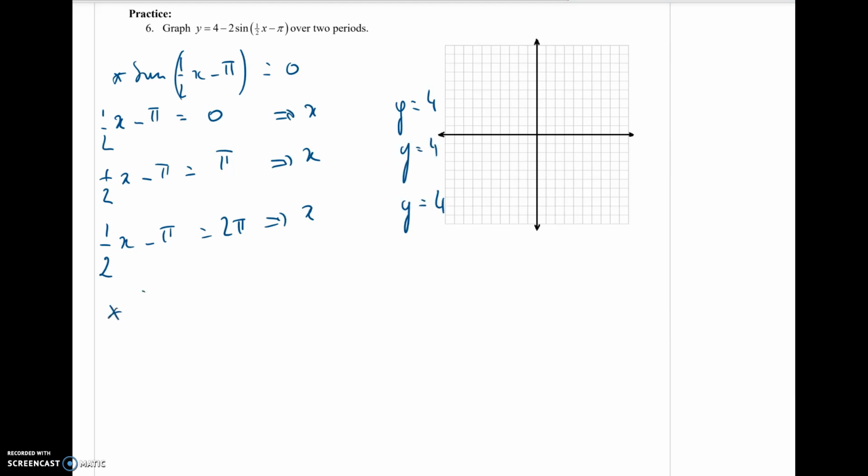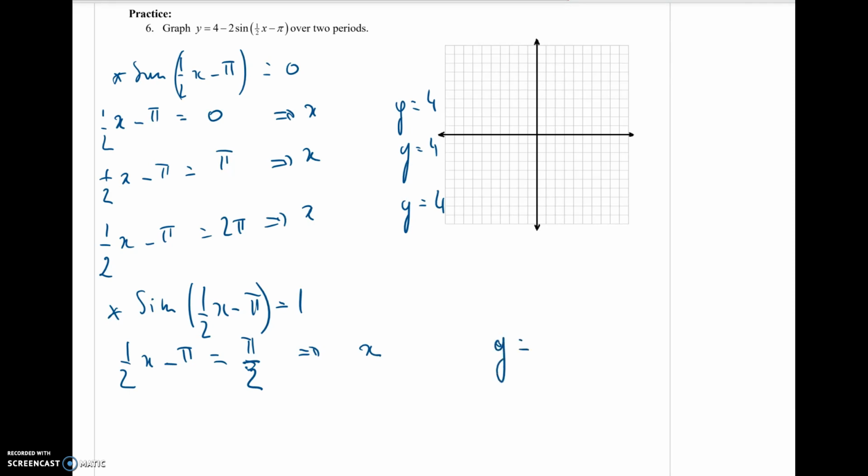You are going to do the same thing when you write sinus 1 over 2x minus pi equal 1. That means that your angle, 1 over 2x minus pi, equals pi over 2. Therefore, you are going to express the value of x, and you are going to say that the value of x you found will make your y equal to what? Equal to 4 minus 2 multiplied by 1, because now your sinus equals 1.